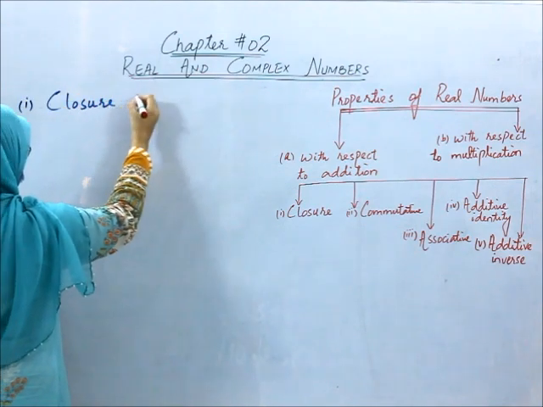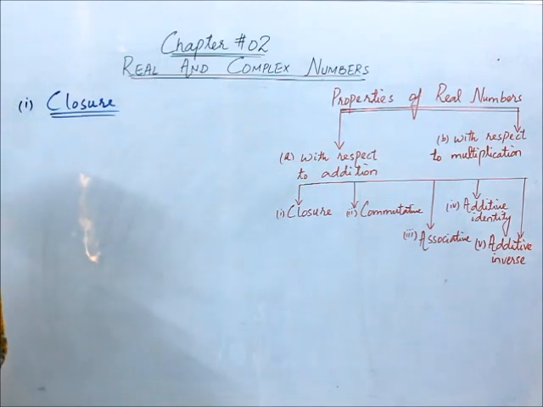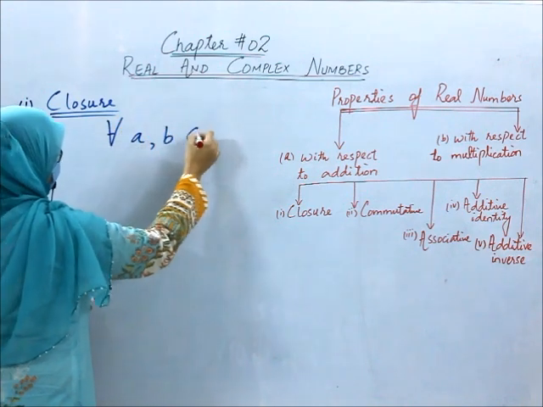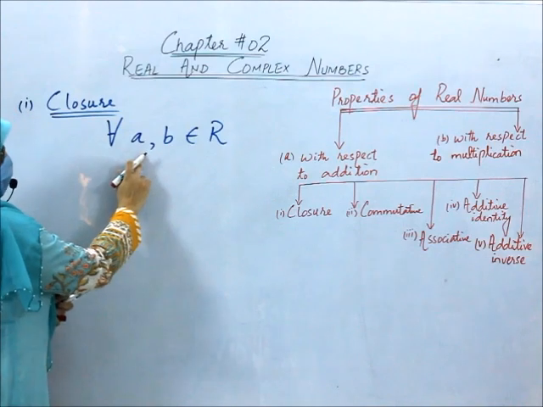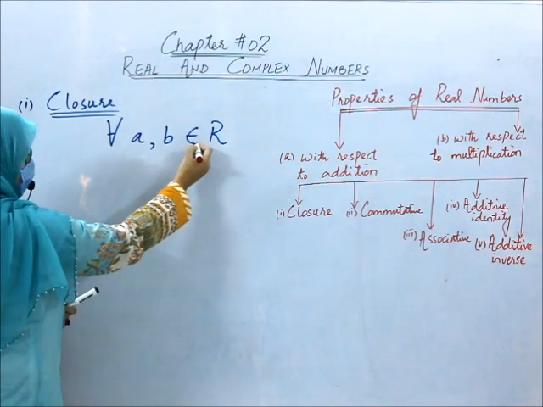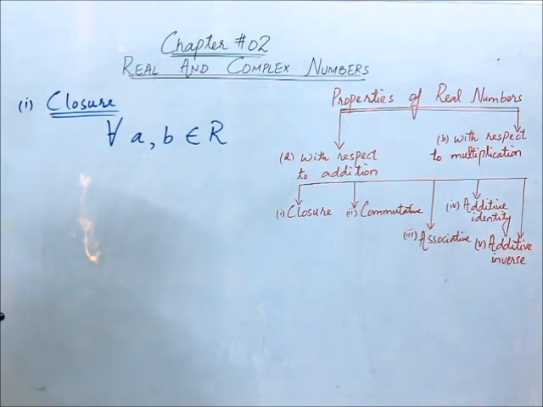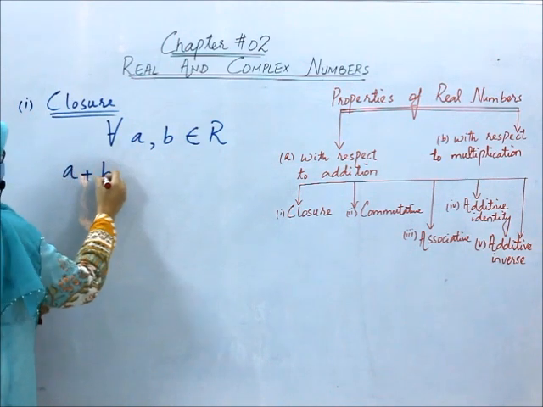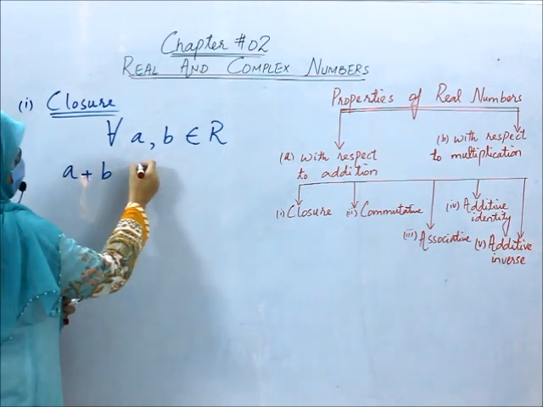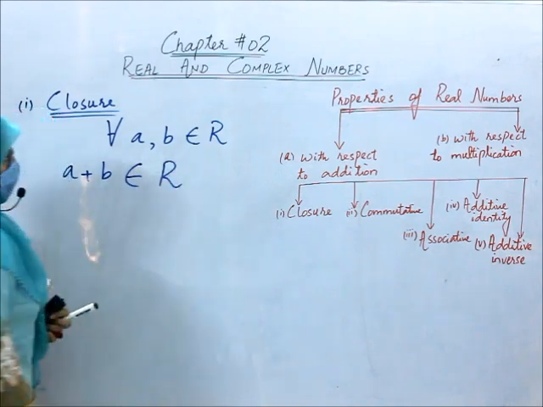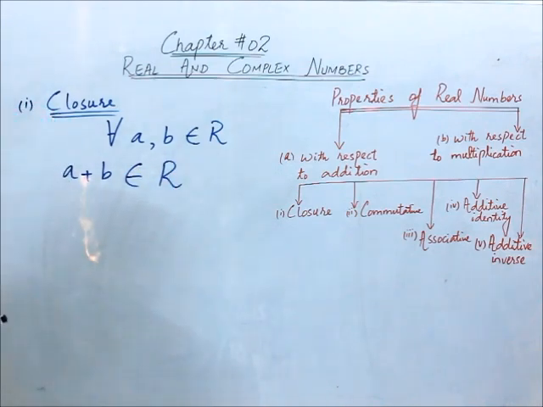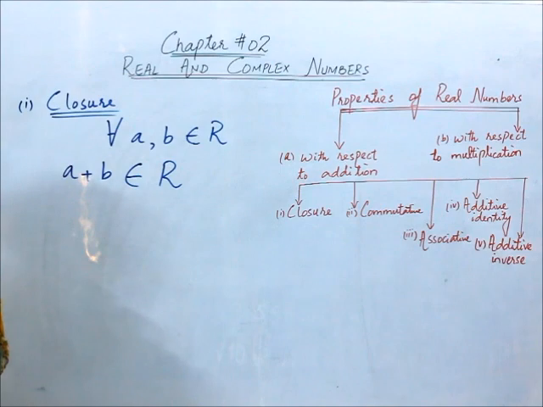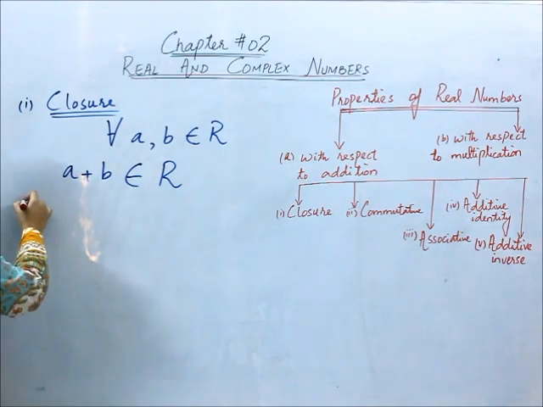What does Closure property say? Closure property says for all real numbers a, b. This sign is for all, so the real numbers a and b. This sign is for belongs to. So a, b which belongs to the set of real numbers, Closure property says with respect to addition that when we add these numbers, the result will also belong to the set of real numbers. Fine? That is, whenever we have two numbers from a set and we add them, the result will also belong to the set of real numbers.